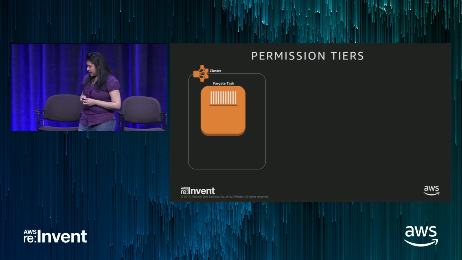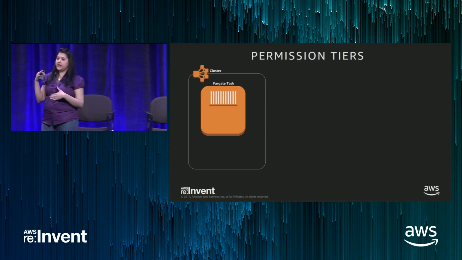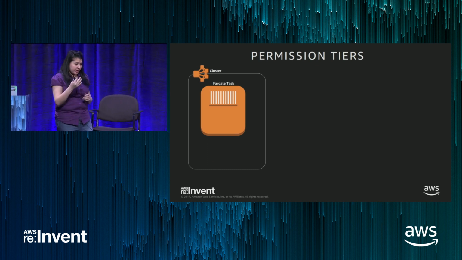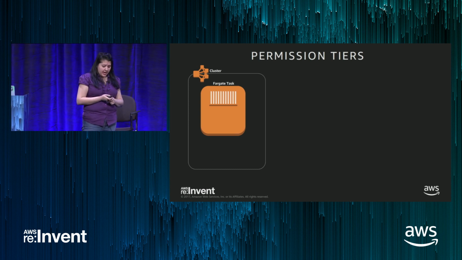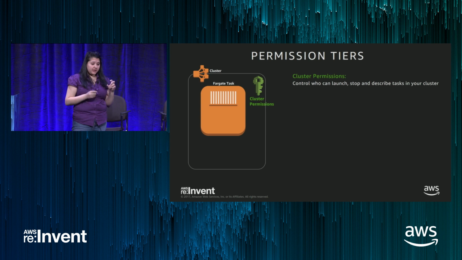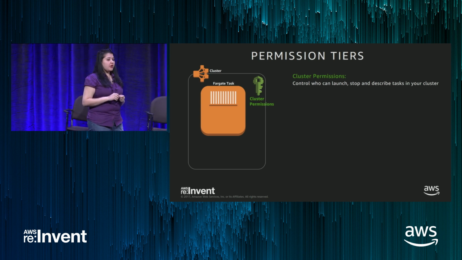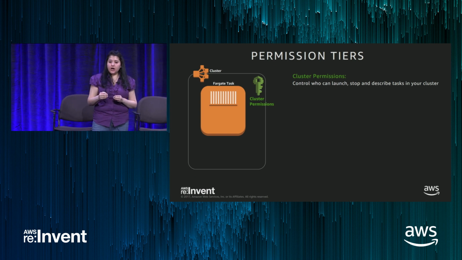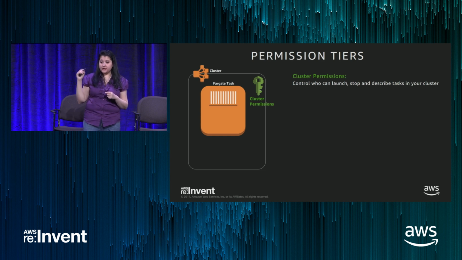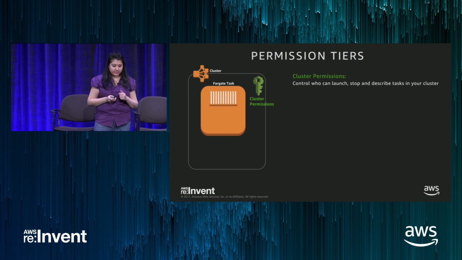And we have a number of tiers of integration with IAM, and we'll go through each of them. At the very top layer, we have cluster permissions, and what this lets you do is control exactly who can launch, stop, describe tasks within your cluster. And you can define policies on a cluster-by-cluster basis, as Dan mentioned previously, using IAM.